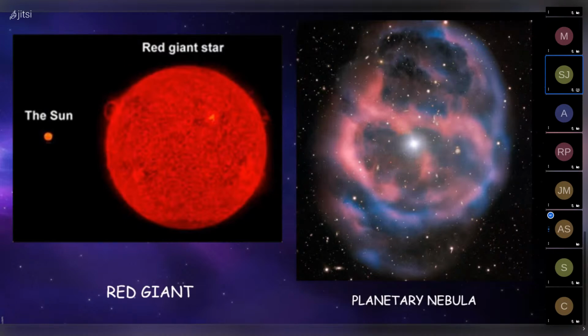So what happens after this? The core of the star, which contains the main reactants for the nuclear reactions that are happening, remains, but the outer layers just kind of fade off to form a planetary nebula. Now this name is misleading because this neither gives birth to stars nor does it give birth to planets.